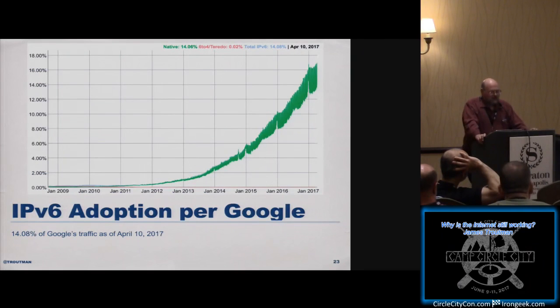So again, IPv6 adoption is going slowly, but it's accelerating. Google now says it's roughly 14% of all of their traffic. You can see on that graph that things have improved quite a bit in the last 5 years.